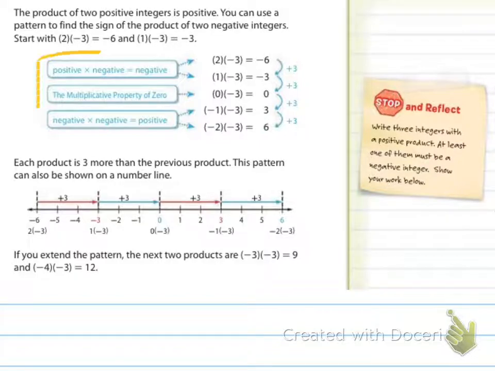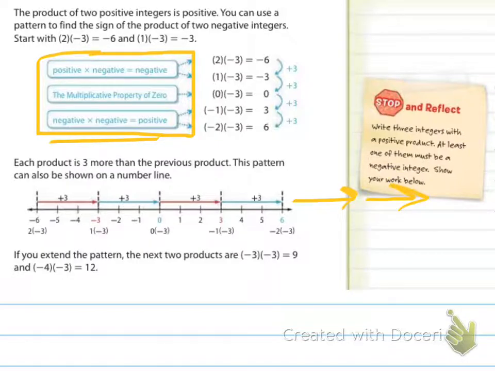So I like this part right here. Positive times negative equals negative. We know the multiplication property of 0 means anything times 0 is 0. And then you find that negative times a negative equals a positive. So each product is 3 more than the previous product. This pattern can also be shown on a number line. And if you extend the pattern to the next two products, you'll see that they just keep increasing by 3.